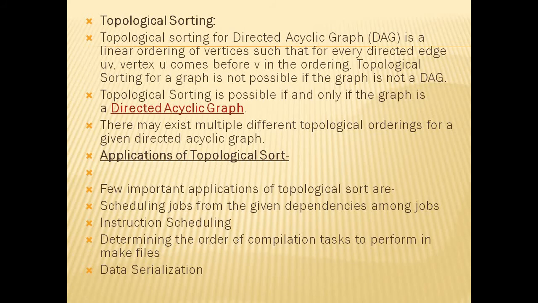Next one is topological sorting. It is a linear ordering of vertices of a directed acyclic graph. Here if you have any directed edge UV, vertex U comes before V in the ordering. So generally if you find any edge UV, then in topological sorting vertex U comes before V in the ordering. And this topological sorting is only applied for a directed acyclic graph.